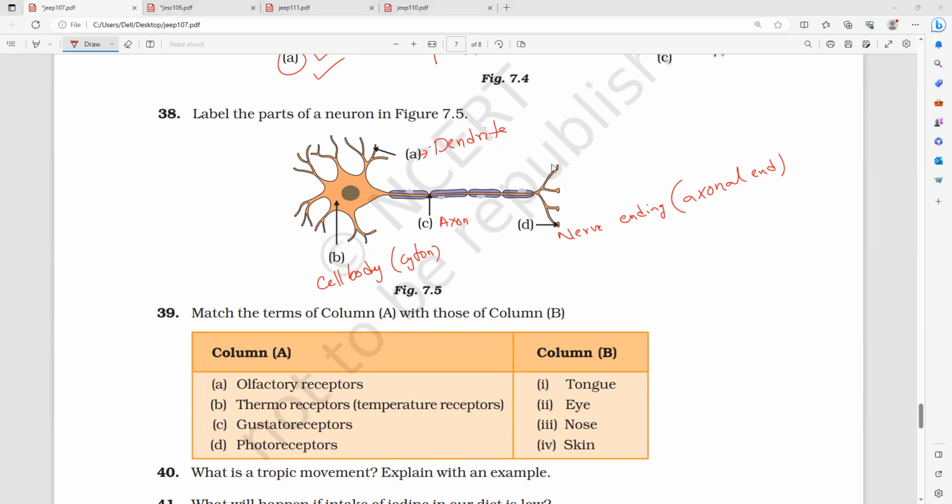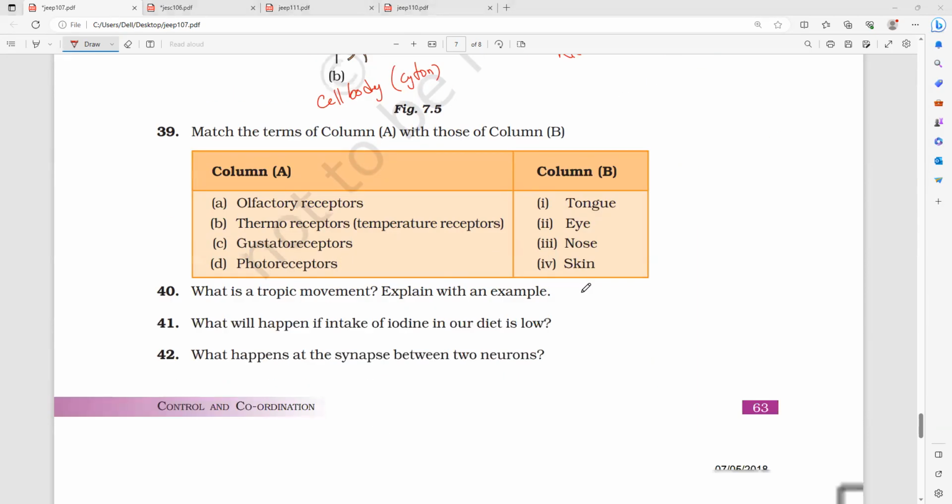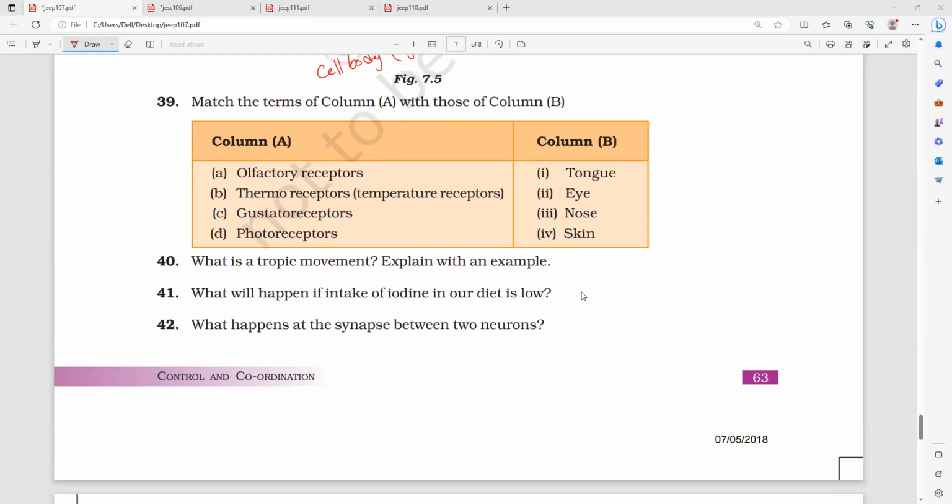Okay. So everything you have to learn. Next, match the terms of column A with those of column B. Olfactory receptors, olfactory means smell, so it will be close to the nose. Thermoreceptors, temperature receptors, will be in the skin. Gustoreceptors, taste, tongue. Photoreceptors, eye. So that is what it is. Please do it.